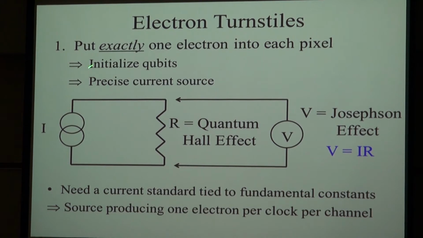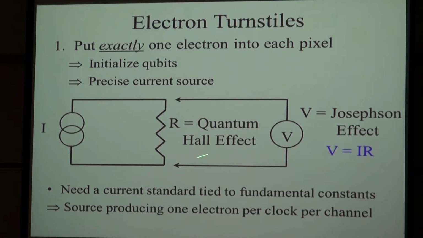The idea being that if we can have exactly one electron, now we don't at that point, but if we can put exactly one electron into each pixel, then we can have something that gives us one electron per clock cycle. Okay, so there are other systems, superconducting turnstiles that'll give you one electron per clock cycle, but here we think we can do this simultaneously over 120 parallel channels.